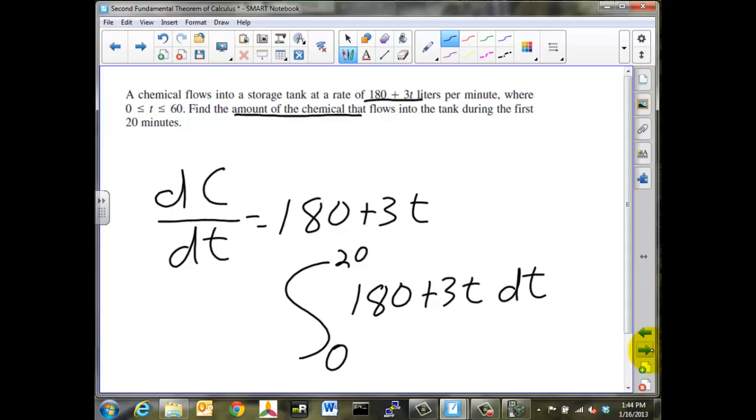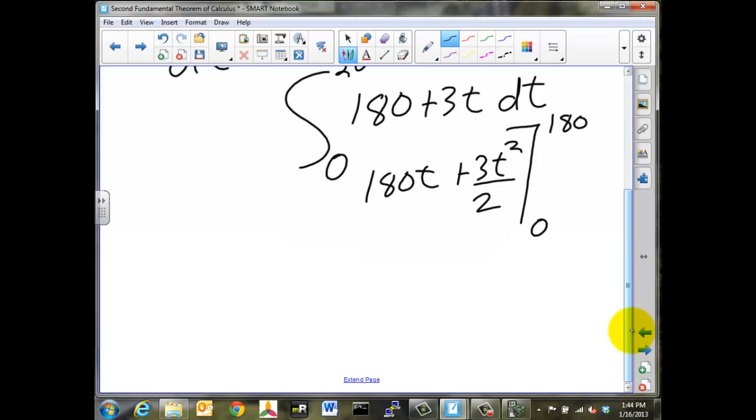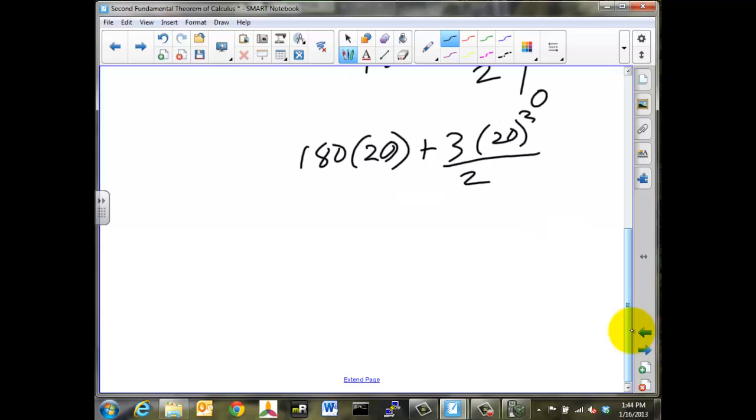Okay? So, I'm going to leave that. Now let's go ahead and solve that out and get a real life number. We'll feel better then. 80t plus 3t squared over 2 evaluated at 0 and 20, right? So I got 80 times 20, plus 3 times 20 squared over 2. 1,600 plus 600. 600, okay.